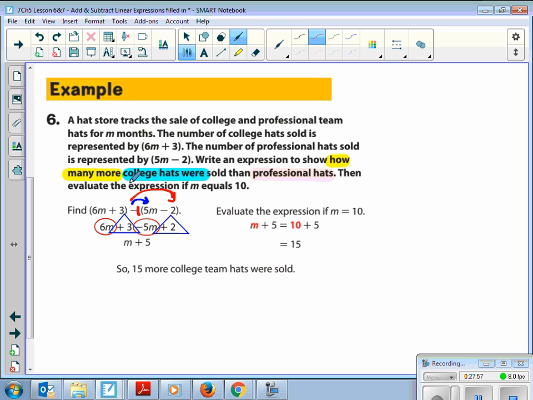Then it says, evaluate the expression if M is equal to 10. So now we're going to substitute 10 in for M, and then simplify. Substitute and simplify. So that tells me that 15 more college team hats were sold than professional hats.